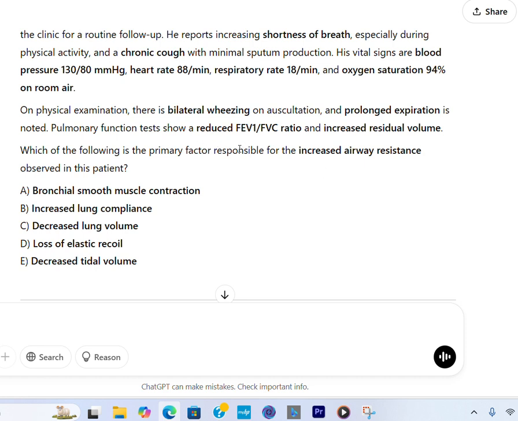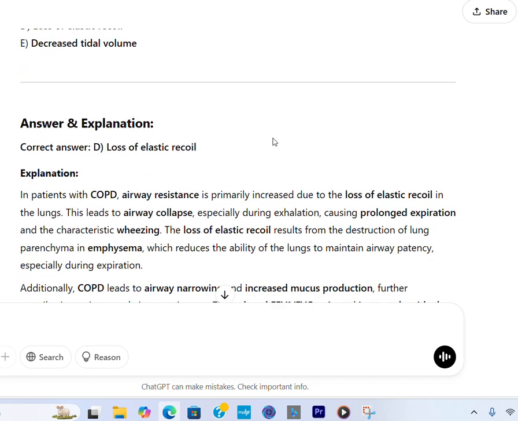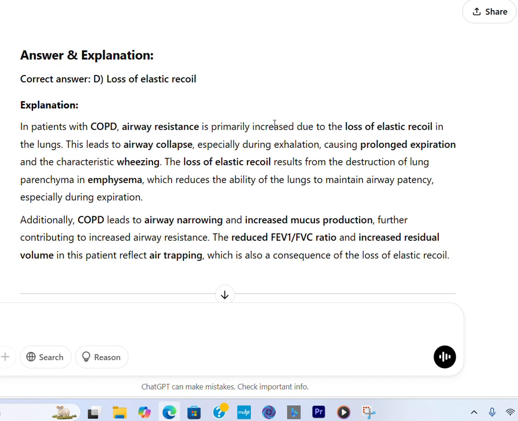A. Bronchial smooth muscle contraction. B. Increased lung compliance. C. Decreased lung volume. D. Loss of elastic recoil. E. Decreased tidal volume. Answer and explanation. Correct answer.